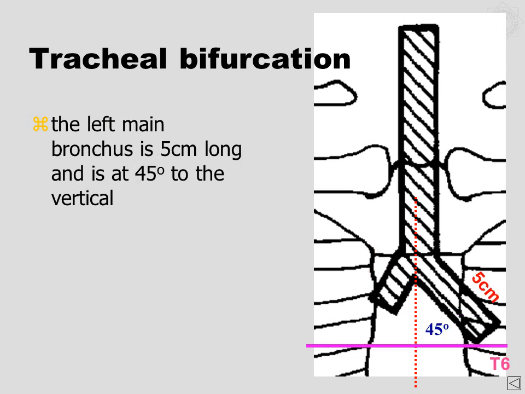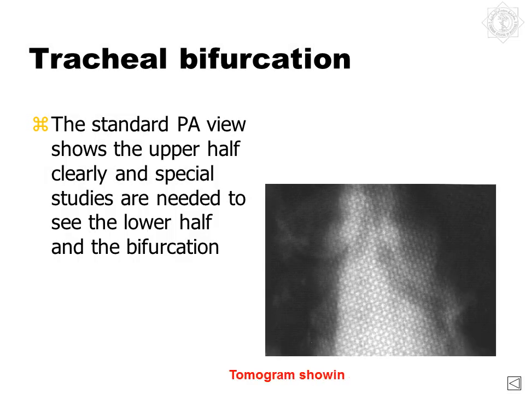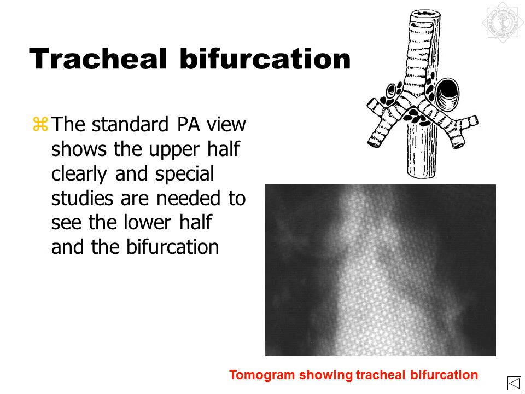The left main bronchus is longer and at a 45-degree vertical. This view shows the standard PA view, showing the upper half clear; we need to see the lower half and the bifurcation.